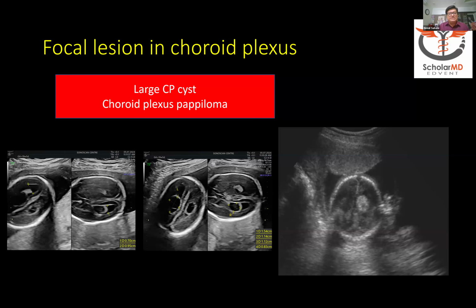And look at the choroid plexus. Sometimes you have a very large choroid plexus cyst, and that can also give you a ventriculomegaly, where you find that the atrial width is more than 10 millimeters. Of course, here this was 9.5 millimeters, but appearing prominent because the choroid plexus cyst itself is about 15 millimeters by 11 millimeters, or a mass in the choroid plexus like a choroid plexus papilloma could be a cause.